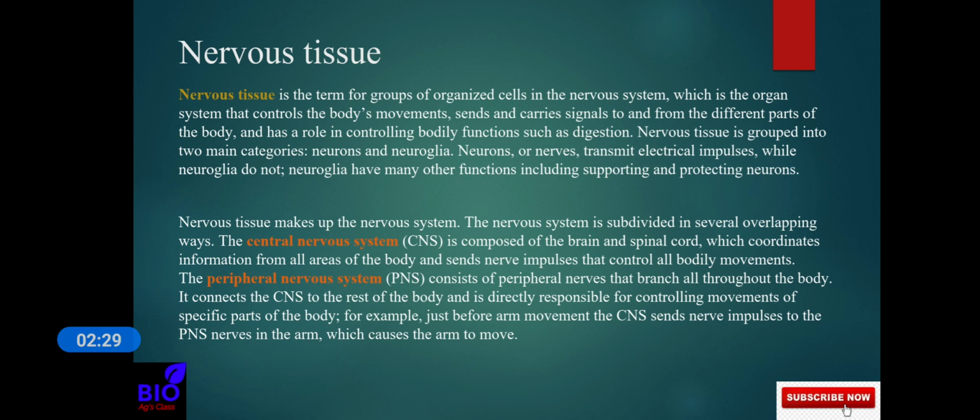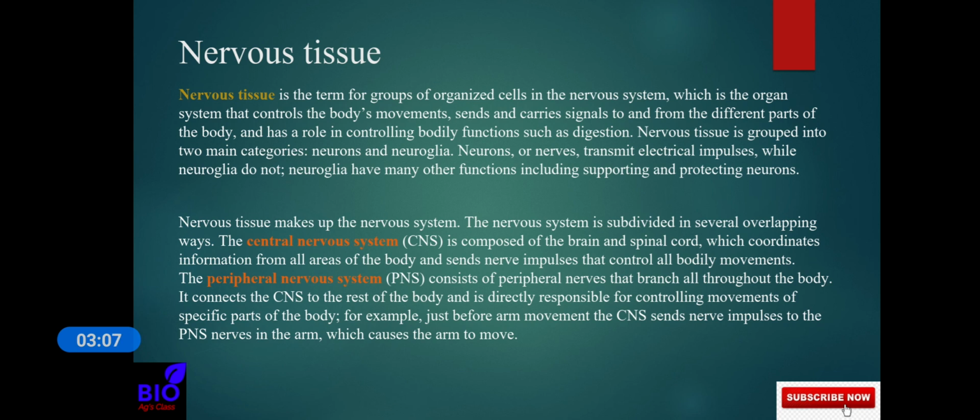Nervous tissue makes up the nervous system. The nervous system is subdivided in several overlapping ways: the central nervous system, or you may call it CNS, and peripheral nervous system, or you may call it PNS. The central nervous system is composed of the brain and spinal cord, which coordinates information from all areas of the body and sends nerve impulses that control all bodily movements.